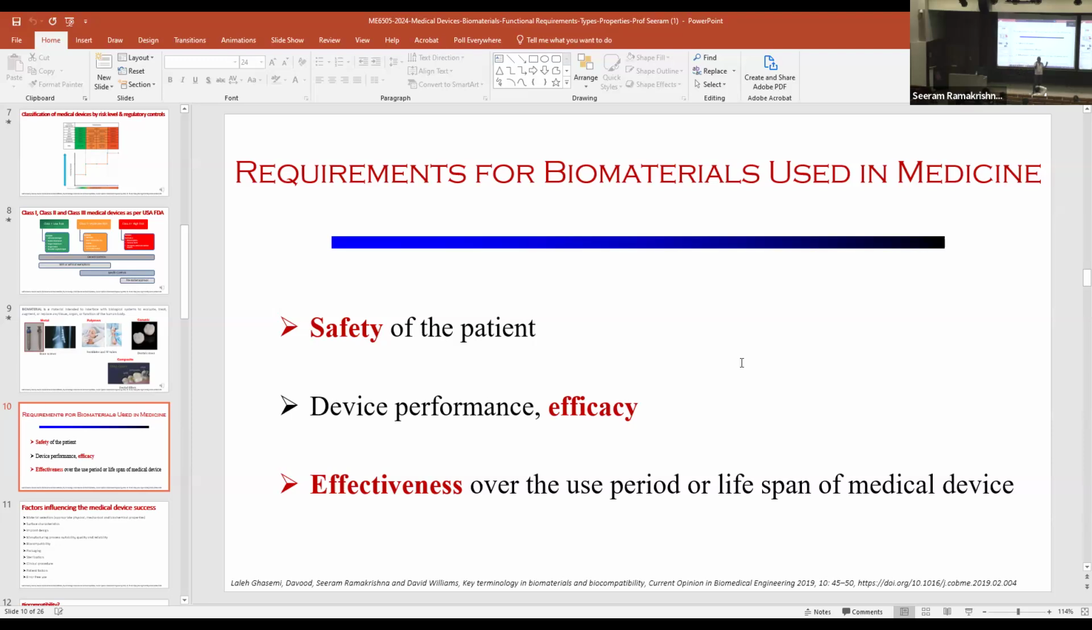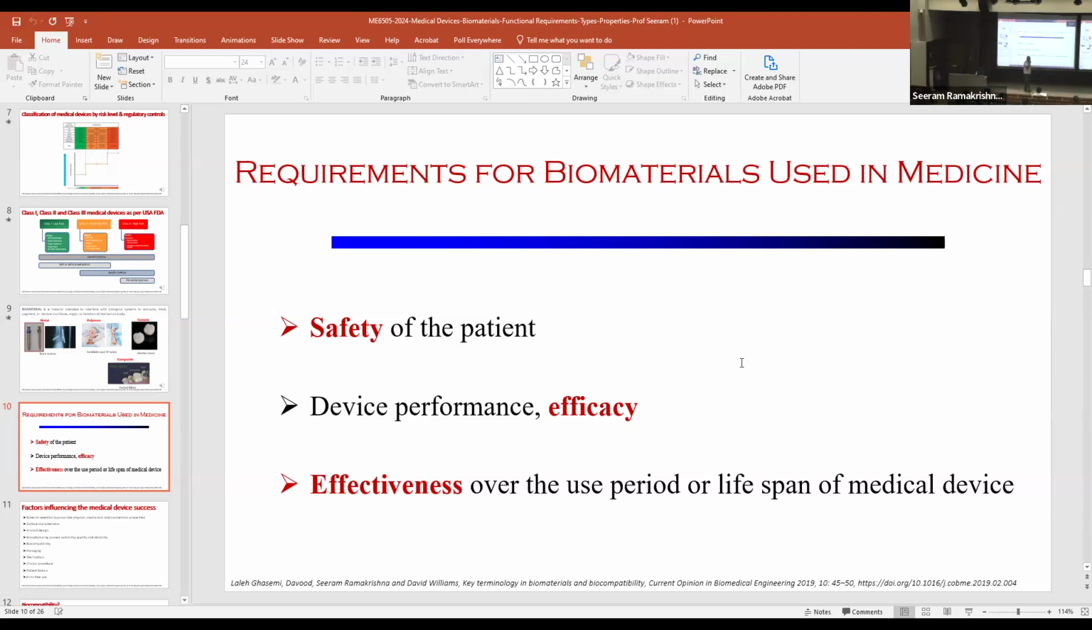That means, is it doing the job it is supposed to do? If you make a tube, it is supposed to help restore blood flow. Is it doing the job? As long as the blood flow is restored and you claim it's a blood vessel, as long as it does its function, that's fine. For example, you made a contact lens, which is meant to correct vision. Has it done its job? That is basically the device performance.